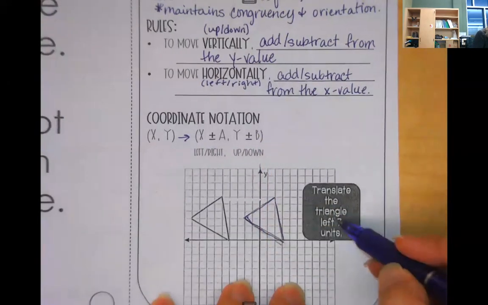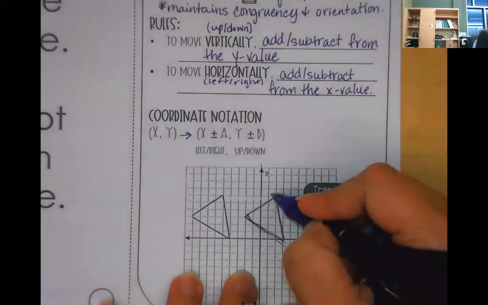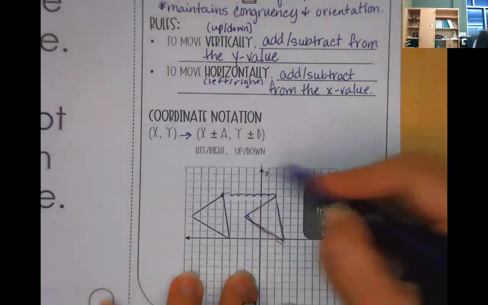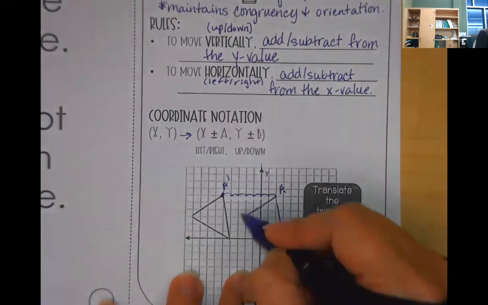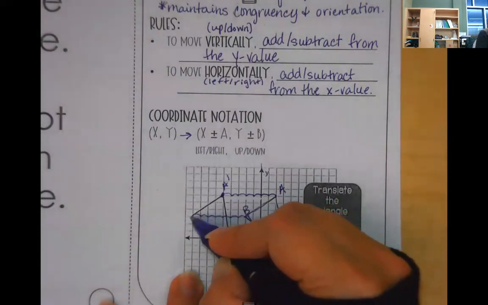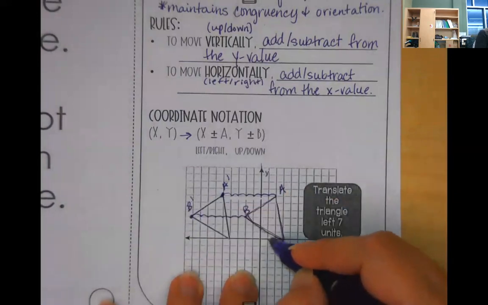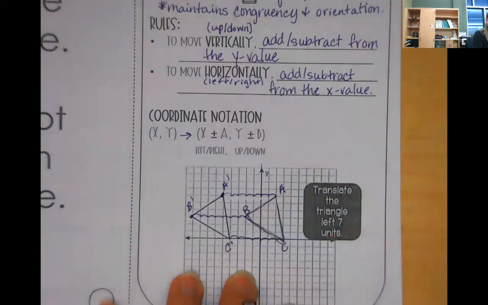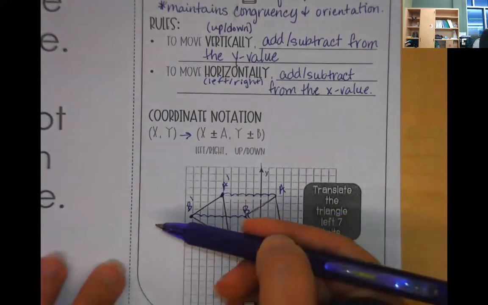It says translate the triangle 7 units to the left. So we're just going to take each of these corners, 1, 2, 3, 4, 5, 6, 7. So if this is my A, this becomes A prime. If this is B, 1, 2, 3, 4, 5, 6, 7, now I have B prime. C is 1, 2, 3, 4, 5, 6, 7, C prime. So we took all of our coordinates and we shifted them 7 to the left.